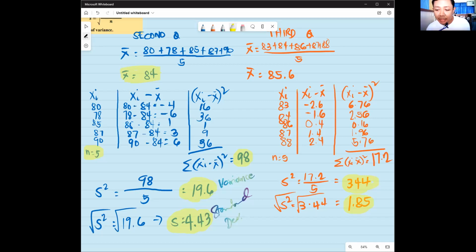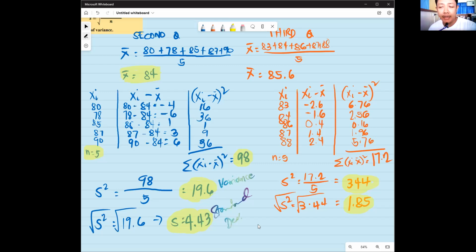Okay. And so by looking at the results, since the third quarter grades have lesser standard deviation, we can say that the given set of data for the third quarter are denser, more compressed as compared to our second quarter grades, because our second quarter grades are widely spread.